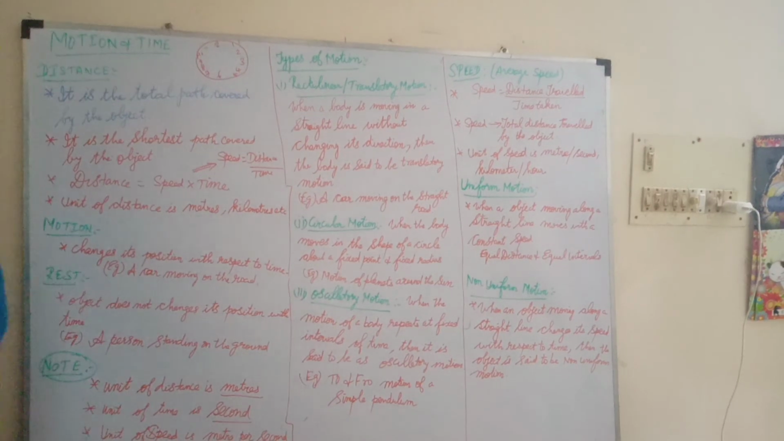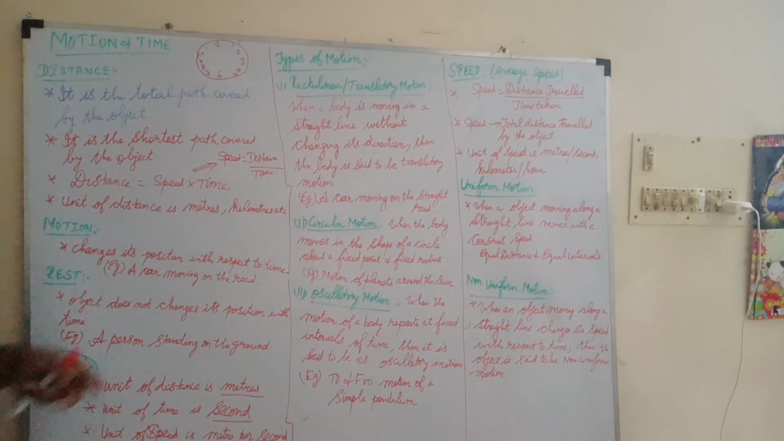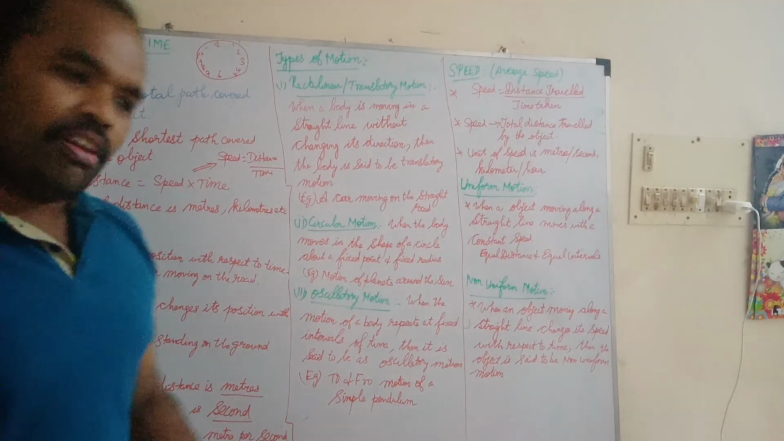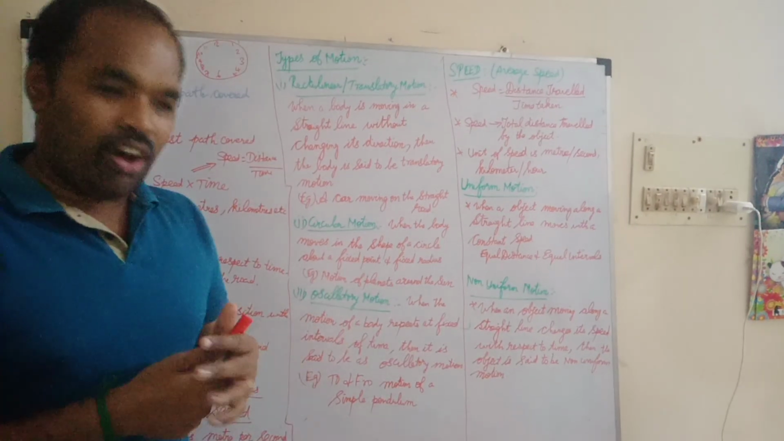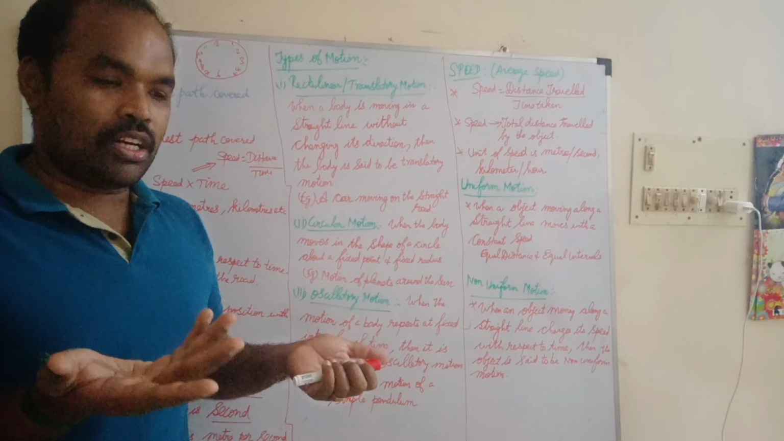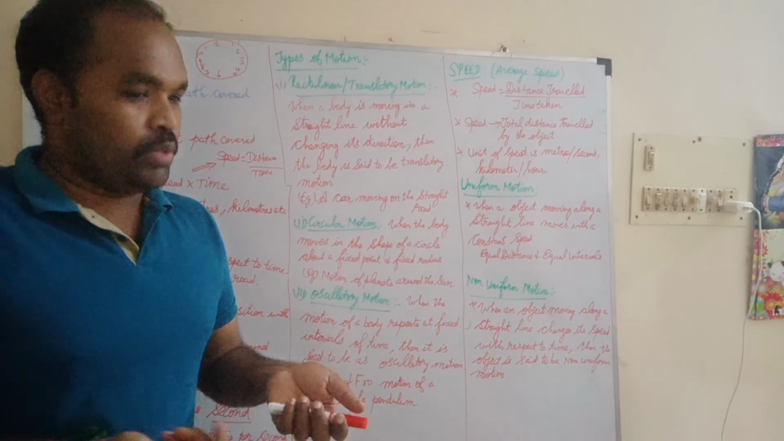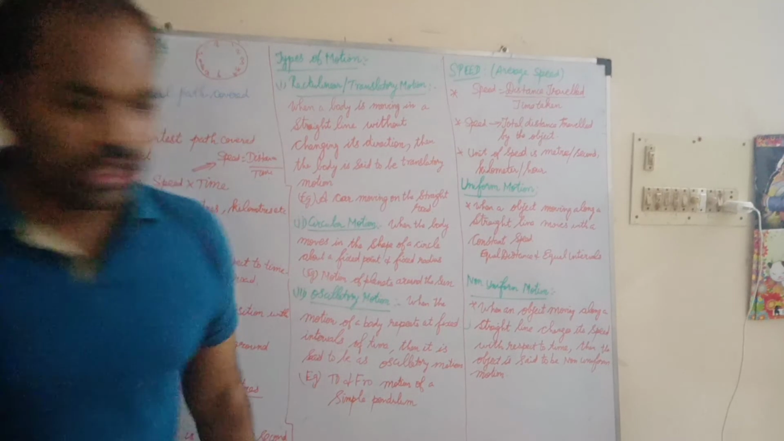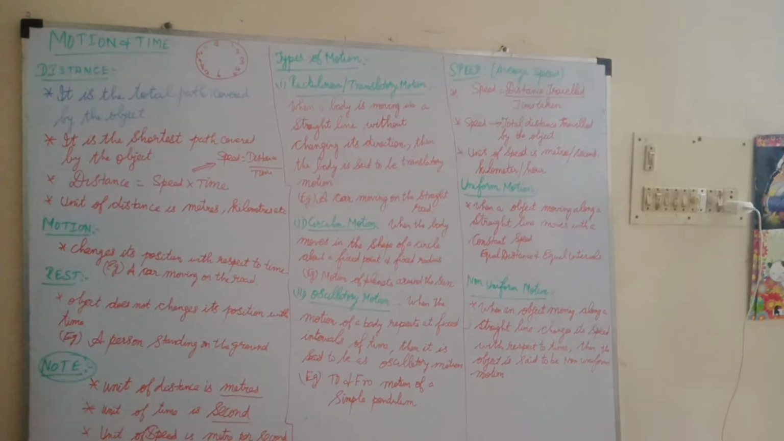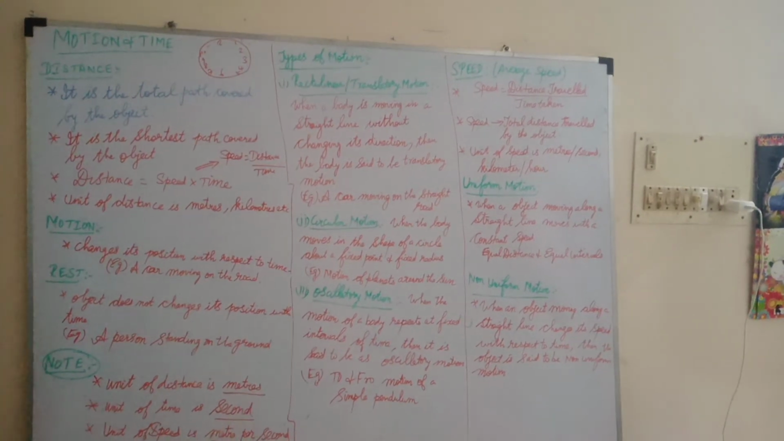Non-uniform motion means it changes its speed. Whenever we wish, we can drive the car at 100 speed, or 60, or 80. For example, a train is also non-uniform motion. Okay, have you got it? Are you clear?